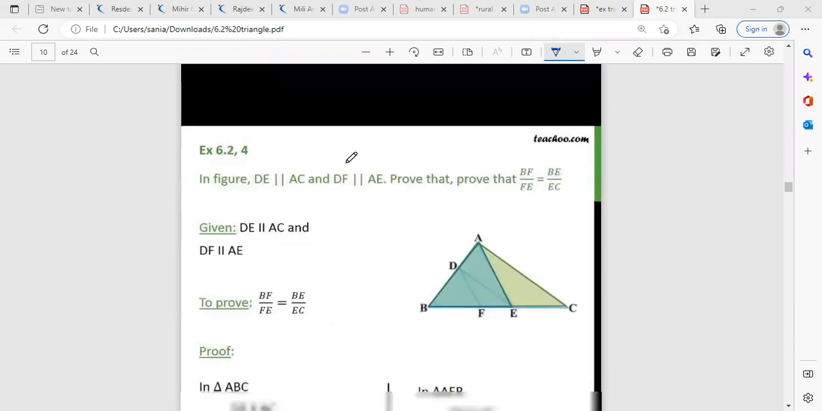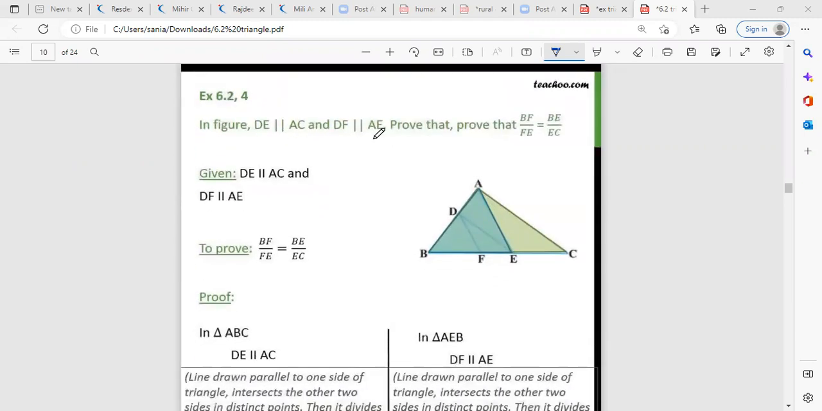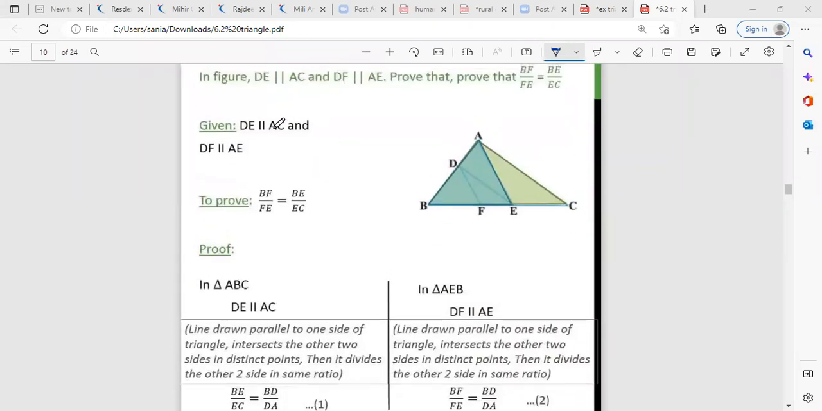Okay, Robin. So now coming to question number 4. In the figure, this is given that DE is parallel to AC, and DF is parallel to AE. You have to prove that BF divided by FE is equal to BE divided by EC. So this is given. You have to prove this.